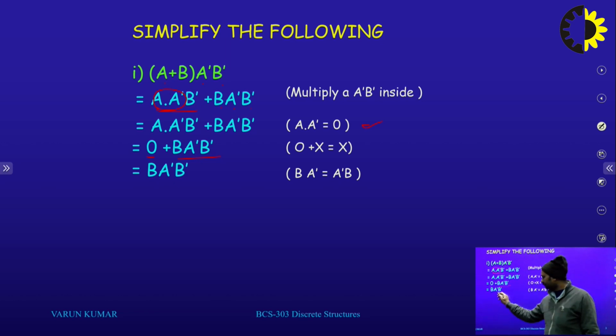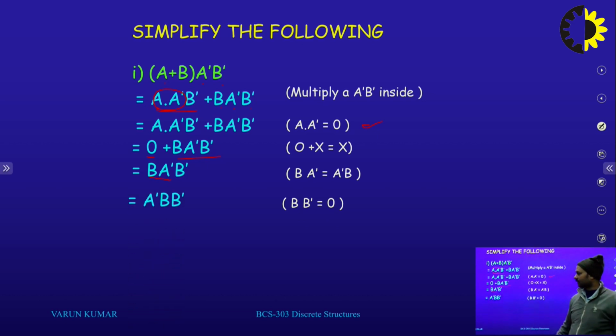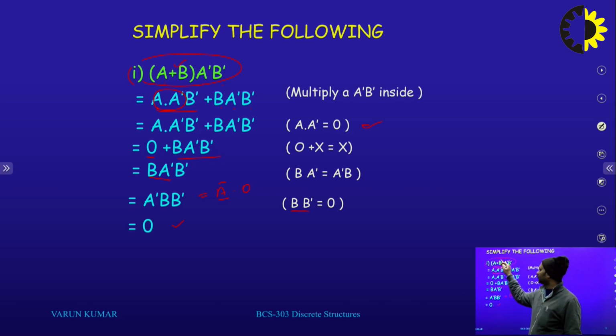We can write this expression b a dash as a dash b using the commutative law. So we can write this as a dash b dot b dash, and b dot b dash is equal to 0. So we put here a bar dot 0, and x dot 0 becomes 0. So the result is 0. So we simplify this particular expression. This is a long expression. It required one OR gate, two NOT gates, and one AND gate. The output is 0. So this function produces only 0. It does not depend upon A or B. After simplification, the output requires fewer logical gates to implement this function.